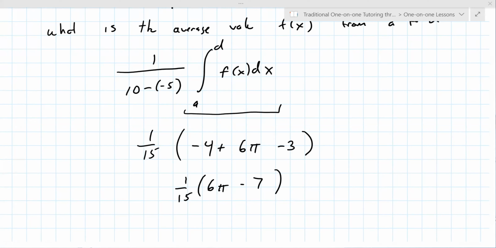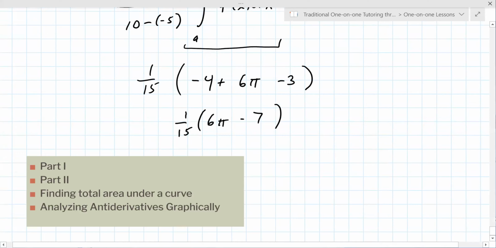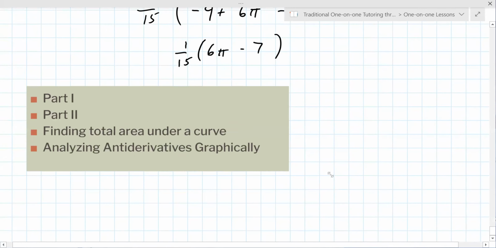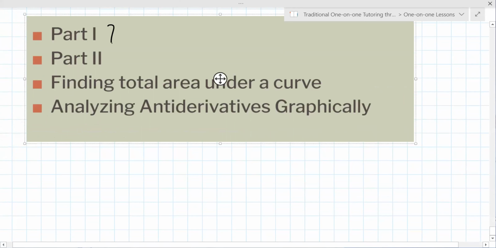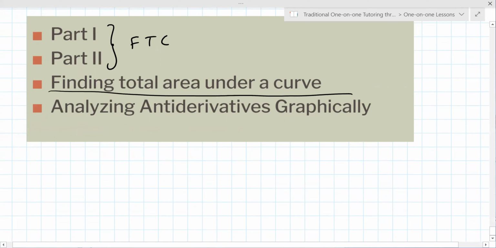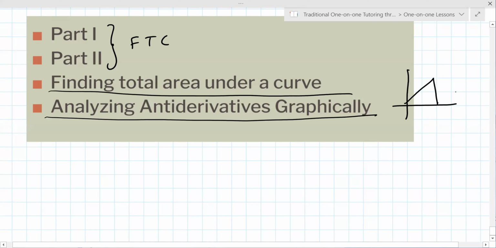So those are all definite integrals. Yes. You're only doing definite integrals right now. We'll just preview that there are indefinite integrals, what's coming up. Part 1 and part 2 are of the fundamental theorem of calculus. We've already covered these. We've already done finding total area under a curve. Analyzing the antiderivative graphically is like you make a graph and maybe you find it that way. I'm not really sure what's meant there. So that's the next slide.